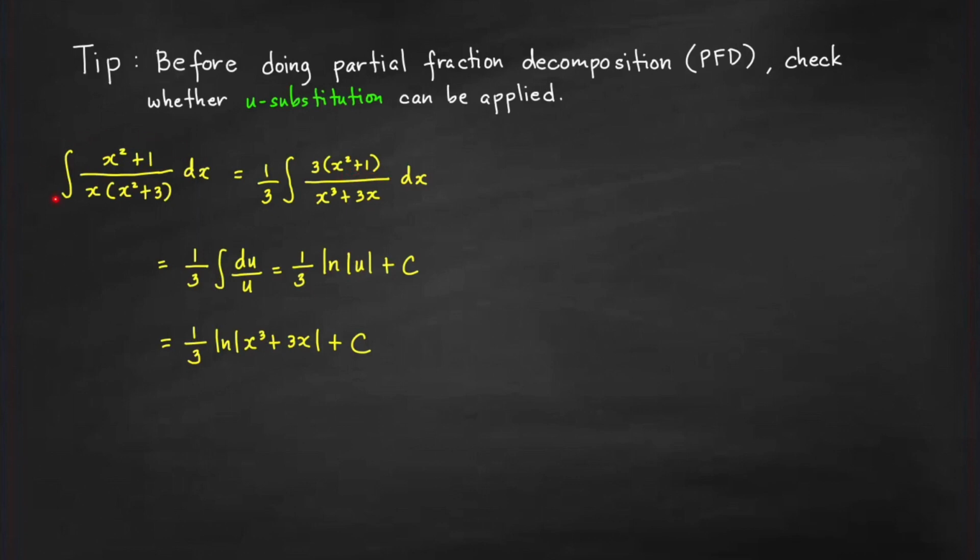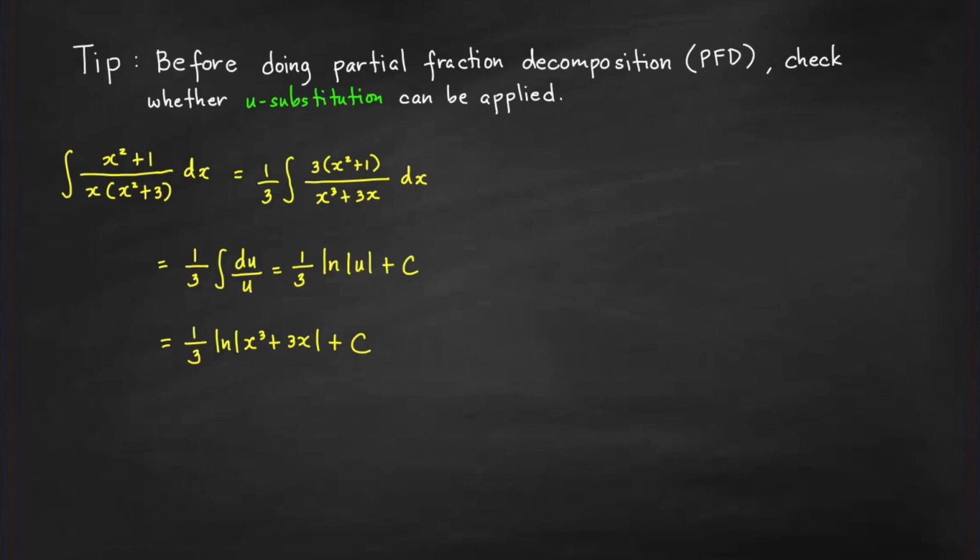So we can write this integral as 1/3 of 3 times x squared plus 1 all over x cubed plus 3x dx. And by substitution, we can write it as 1/3 integral of du over u. So our u is x cubed plus 3x. And we can easily anti-differentiate this 1 over u, and we'll get 1/3 ln of absolute value of u plus c. And putting back u in terms of x, we'll get 1/3 ln of absolute value of x cubed plus 3x plus c.